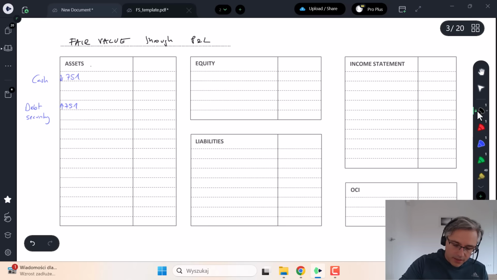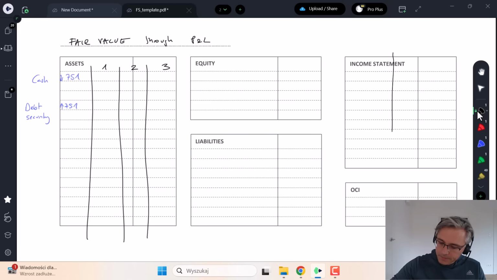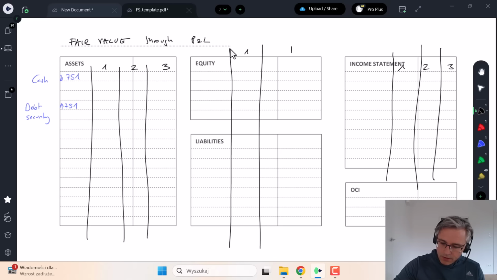Okay, and then let's make columns for the individual periods, 1, 2, and the residual 3. I'm not going to utilize the OCI segment in this one, right? But of course, I'll need to record stuff within equity, so 1, 2, and third year.